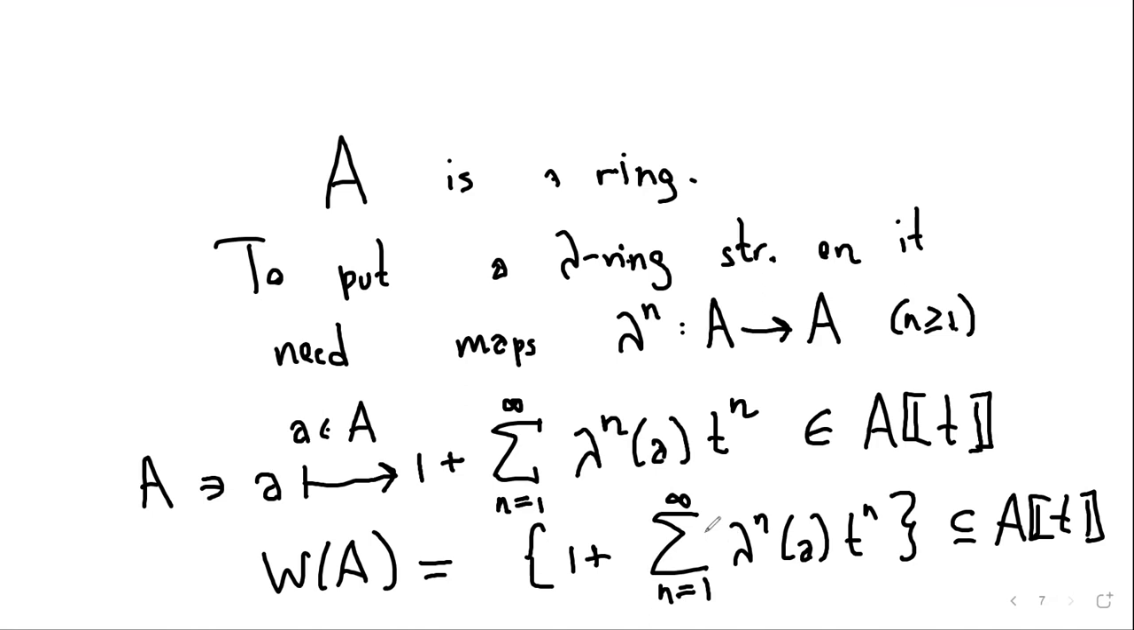So we know that when you have a lambda ring, it comes with a ring homomorphism from its underlying ring to this set here, which is a ring, but we're not going to worry too much about how it's a ring.